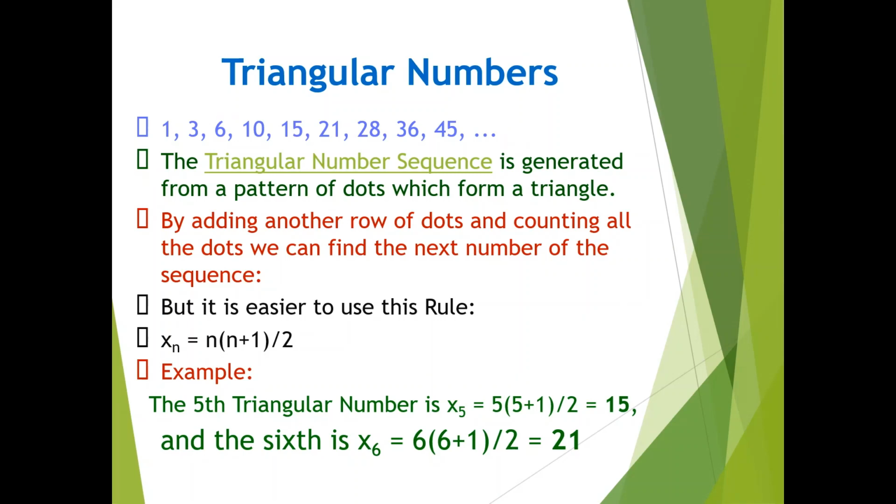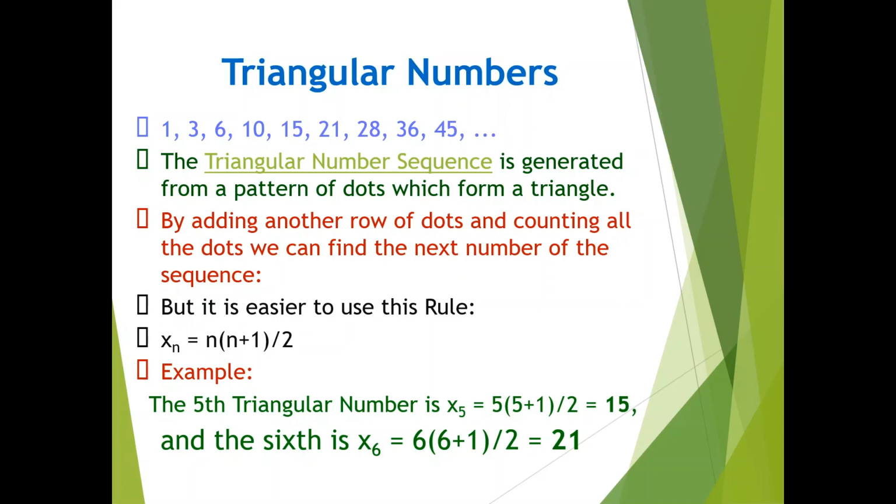Next, we see a special type of sequence, triangular numbers: 1, 3, 6, 10, 15, 21, 28, 36 and so on. The triangular number sequence is generated from a pattern of dots which form a triangle. By adding another row of dots and counting all the dots, we can find the next number of the sequence. But it is easier to use this rule. The nth term is n into (n plus 1) by 2.